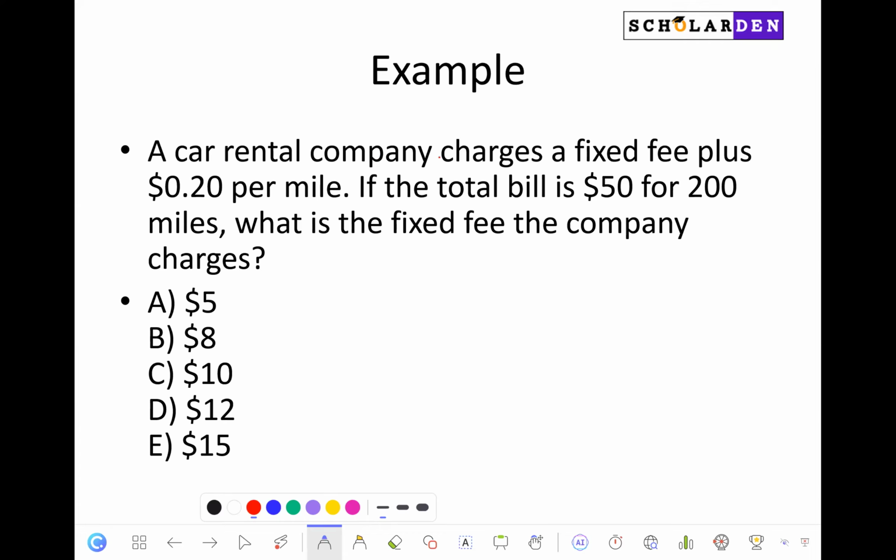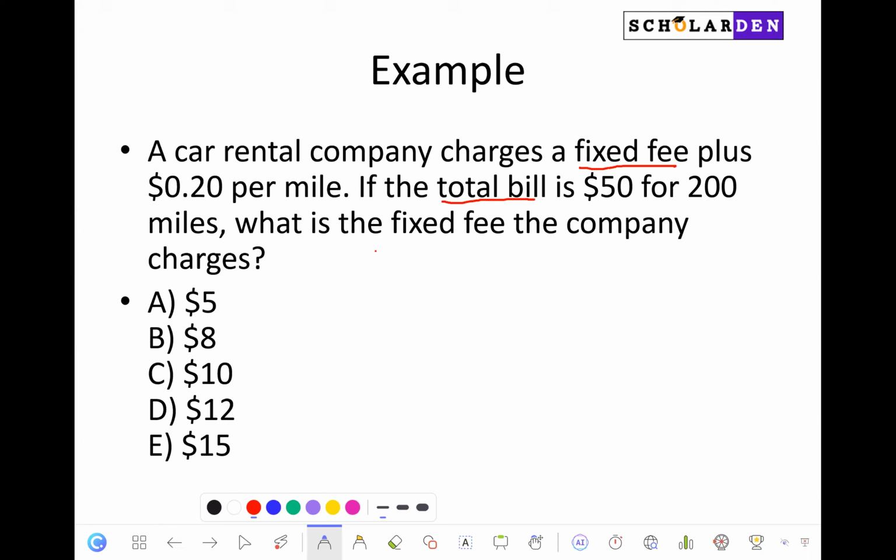So a car rental company charges a fixed fee plus 20 cents per mile. If the total bill is $50 for 200 miles, what is the fixed fee the company charges? What is unknown to us is this fixed fee, and what is told to us is the total bill.